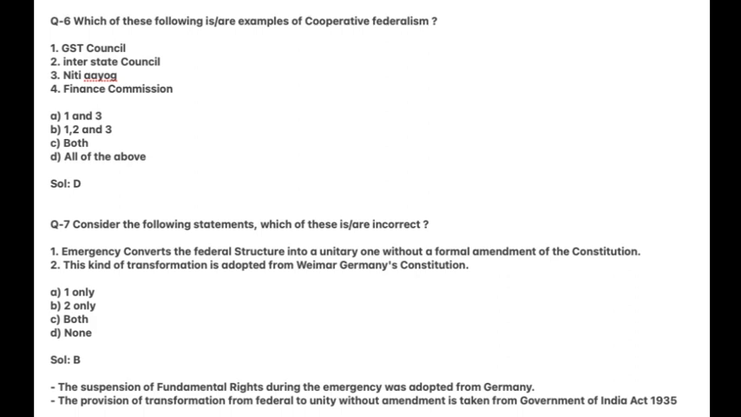Consider the following statements. Which of these are incorrect? One, emergency converts the federal structure into a unitary one without a formal amendment of the Constitution. Second, this kind of transformation is adopted from the Weimar Germany Constitution. Answer is 2 only. Solution: the suspension of fundamental rights during the emergency was adopted from Germany. The provision of transformation from federal to unitary without amendment is taken from the Government of India Act 1935.